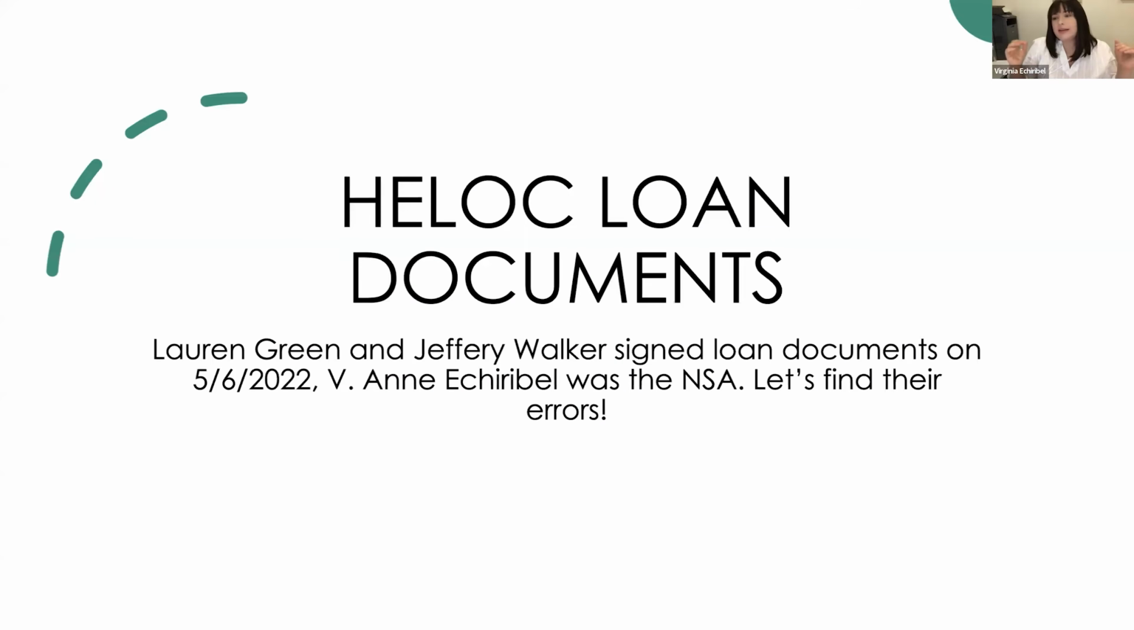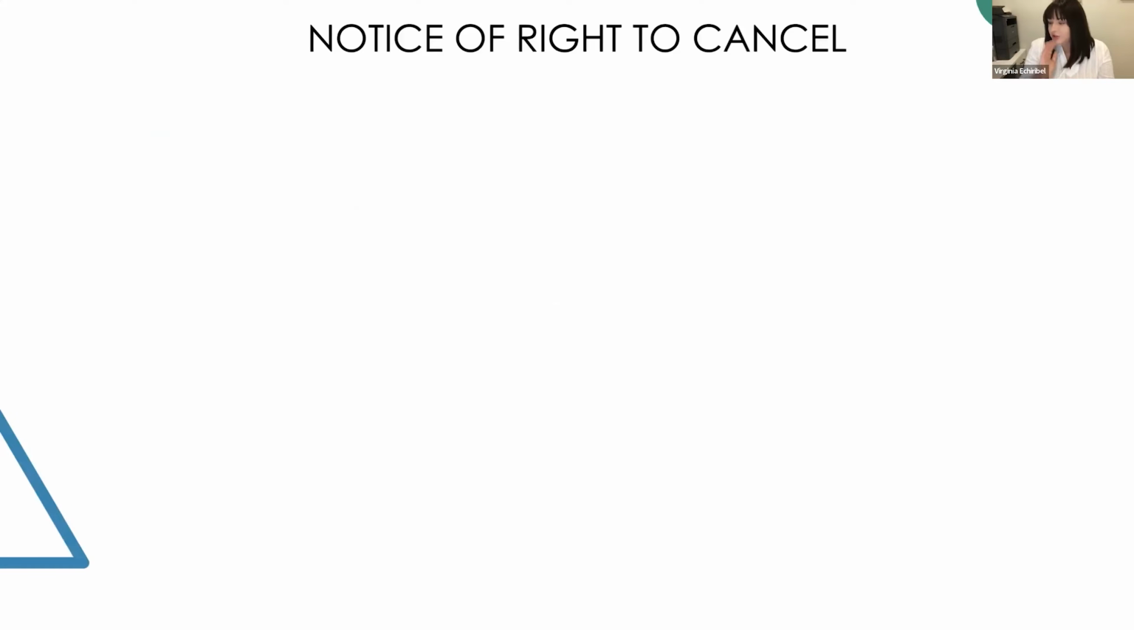Okay, so the first section is on loan documents, and I created a fake set of loan documents. They're going to be HELOC docs for Lauren Green and Jeffrey Walker. They signed their documents on May 6th, 2022. V. Anna Cherabel, me, was the notary. Again, this is a fake set of documents, but this is just for the purpose of the game. So let's find their errors. And remember, raise your hand when you're ready to answer.